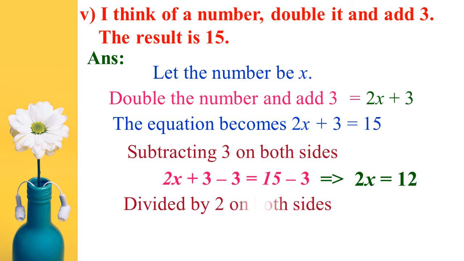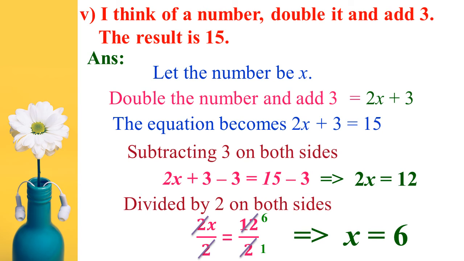Next, divide by 2 on both sides. So we get 2x by 2 equal to 12 divided by 2. Now 2 will be cancelled. Next, 1 2s are 2, 6 2s are 12. So we get x equal to 6. Therefore, the solution is x equal to 6.